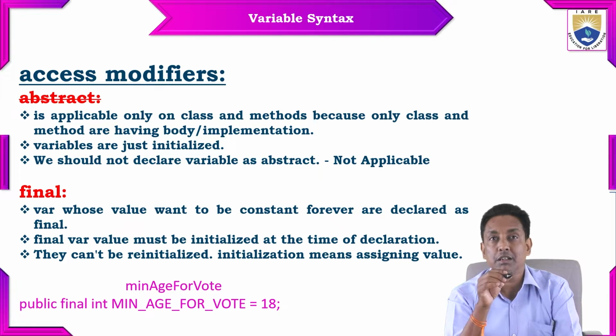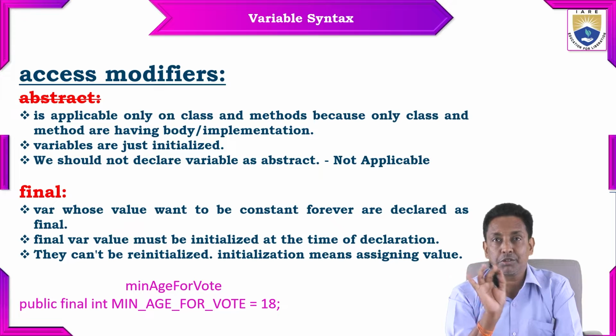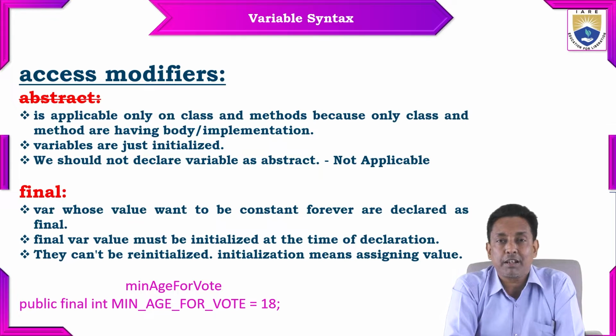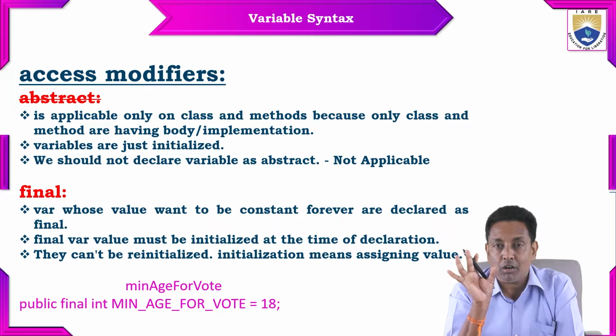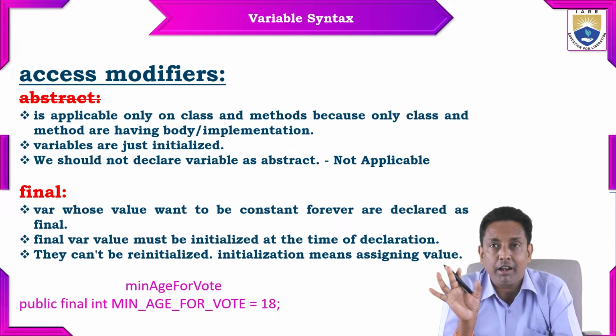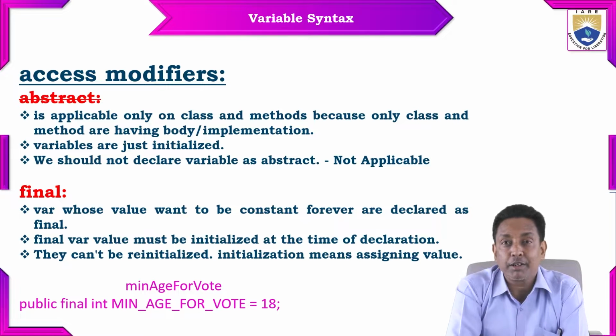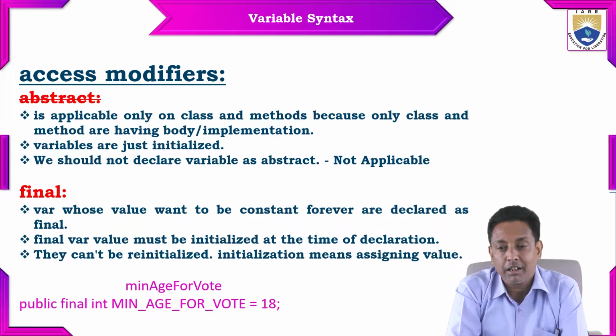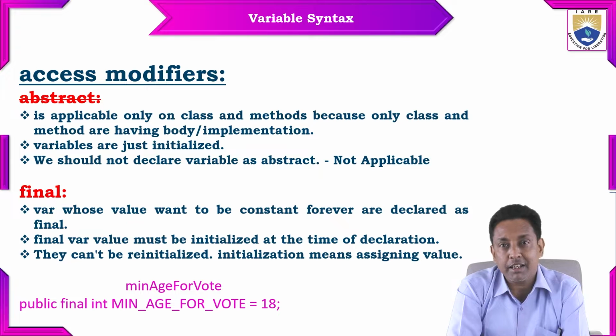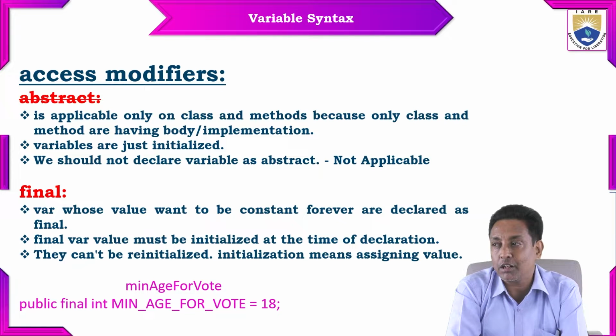And one more point is variables are just only initialized. We should not declare a variable as abstract. That is clear. Coming to final. Which type of variables are declared as final? Variables whose value we want to be constant forever are declared as final variables. If you ask me to give examples on final, I can give you plenty of examples. I can at least name around 15 to 20 constant variables available in Java API.